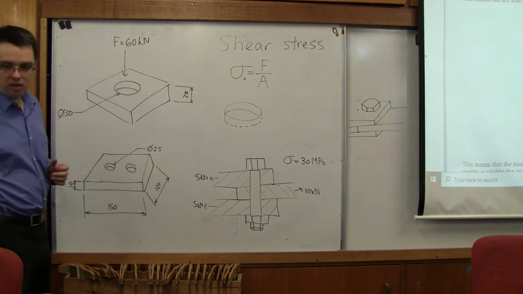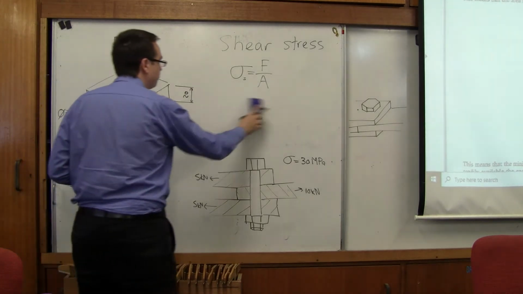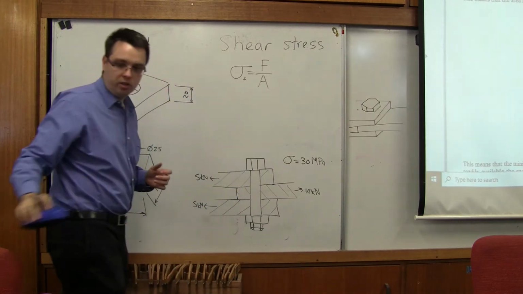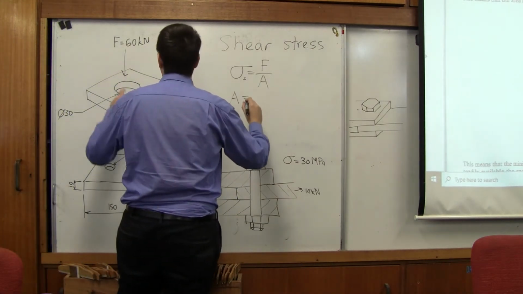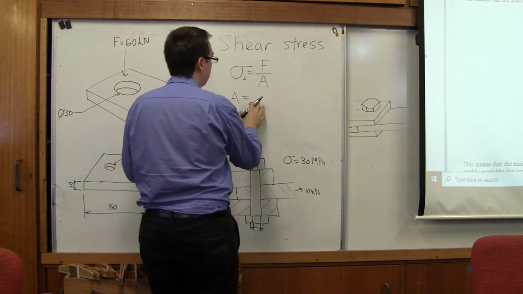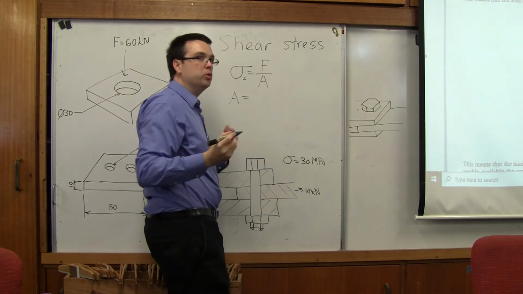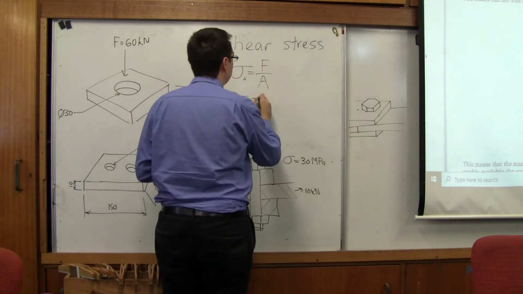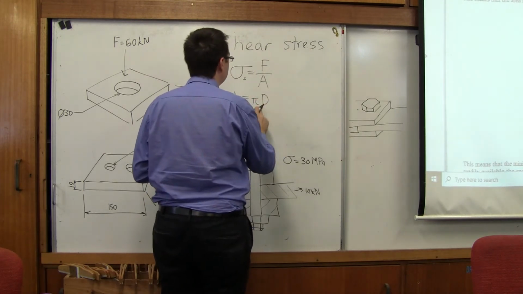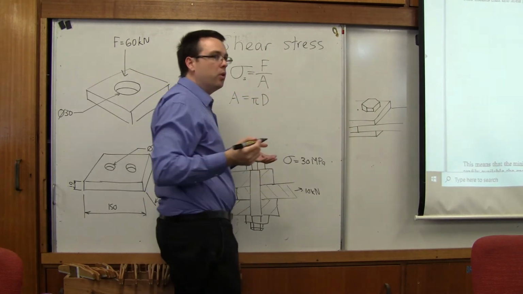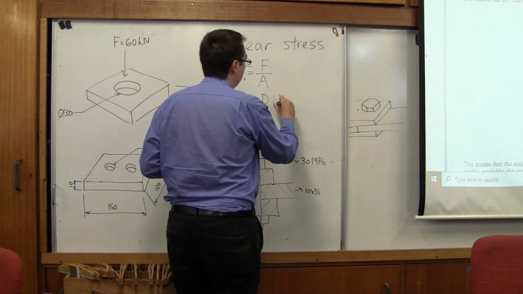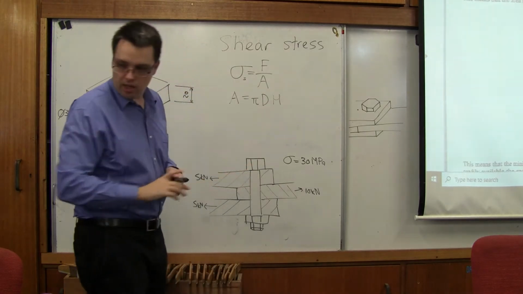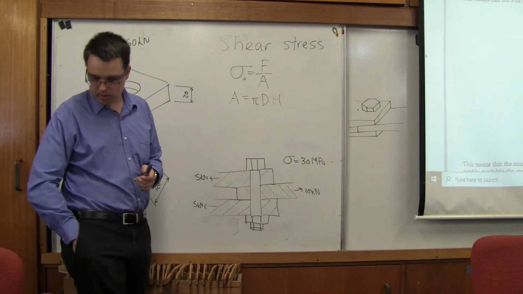What we need to do is find the area. So in this case here, our area is going to equal the circumference, and circumference is equal to pi times diameter. So pi times diameter times the thickness. Now thickness we can write as T, or H is often used for height. So we're going to use pi dh as our formula here.